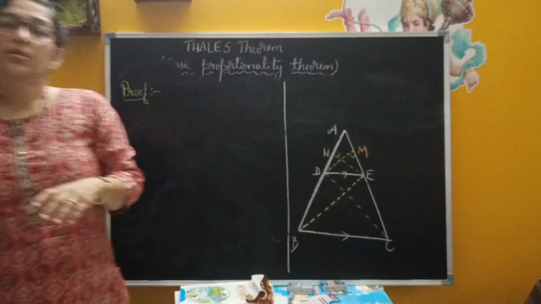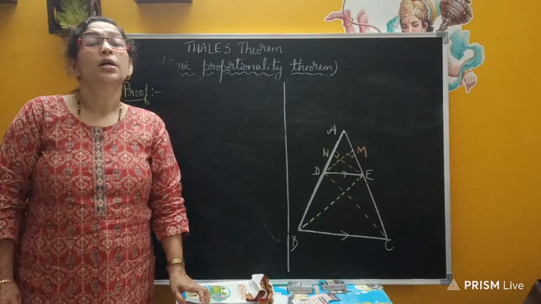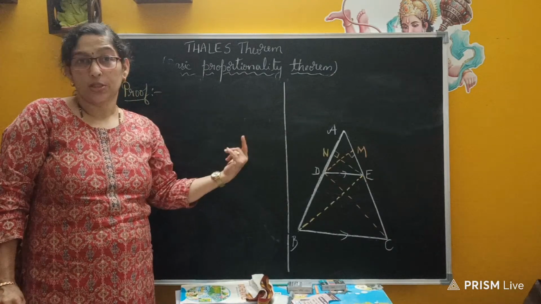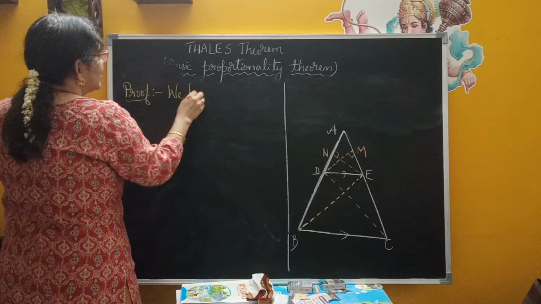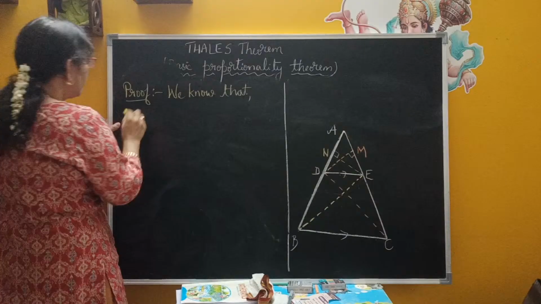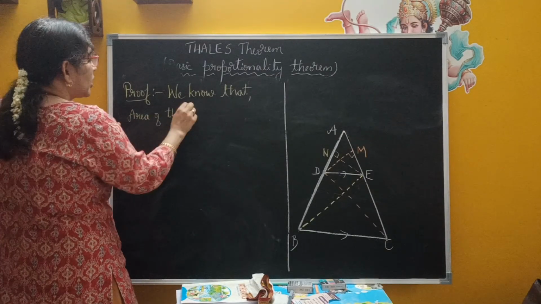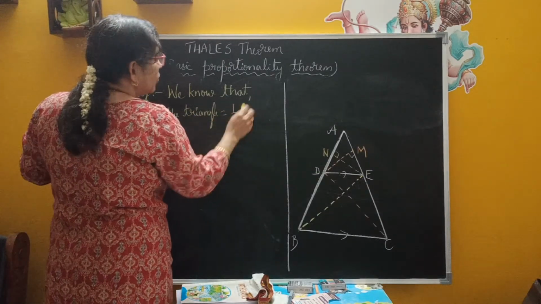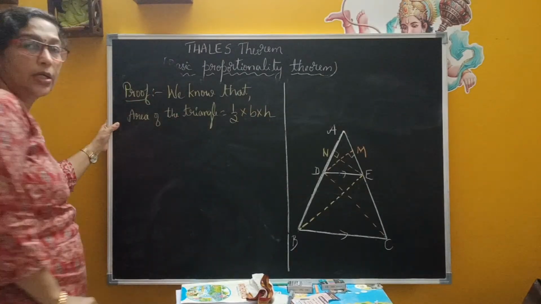In your lower classes, you have learned how to find the area of the triangle. What is the formula to find area of the triangle? It is half into base into height. We are using that idea to prove this part. Yes, all of you know this, isn't it? We know that area of a triangle is equal to half into base into height.